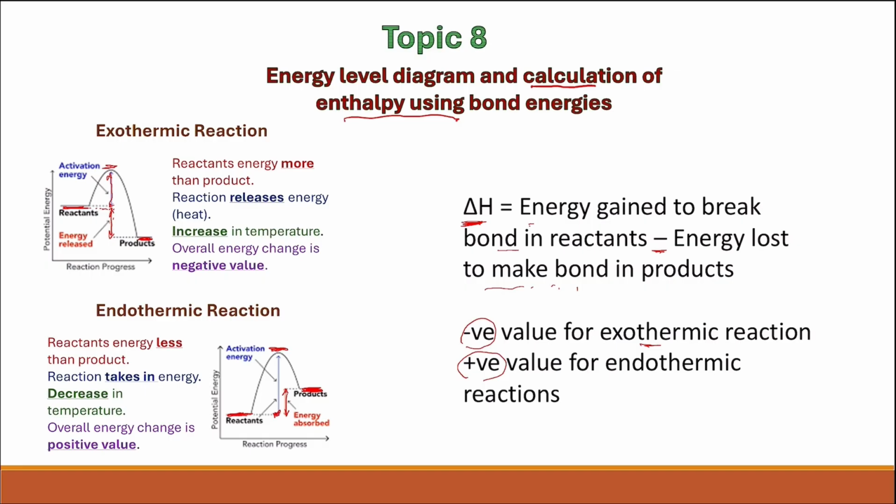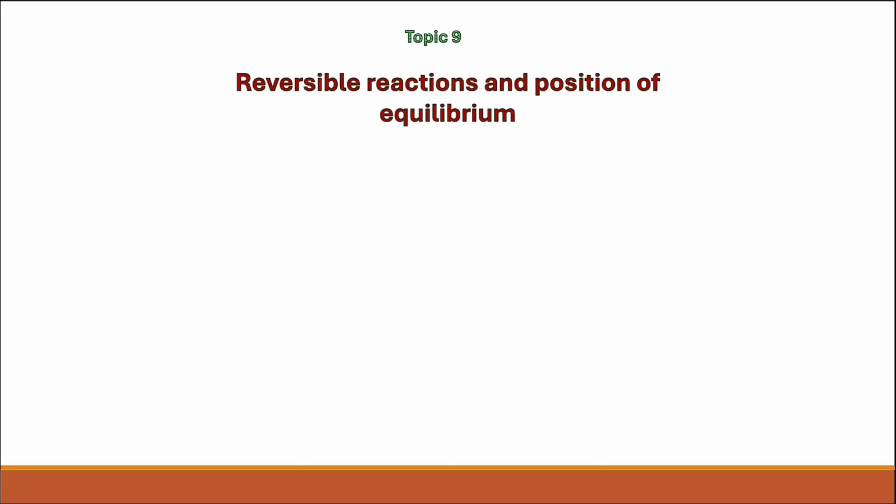Sometimes they also ask you to calculate the enthalpy change from calorimetry. So if energy change from calorimetry was not in paper 1, expect it might be in paper 2. But if it was in paper 1, definitely it is not going to be in paper 2. What you're going to expect is the calculation of the enthalpy change using bond energies.